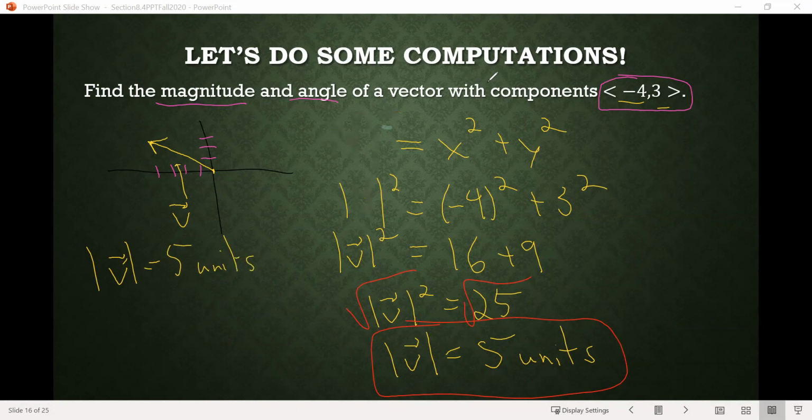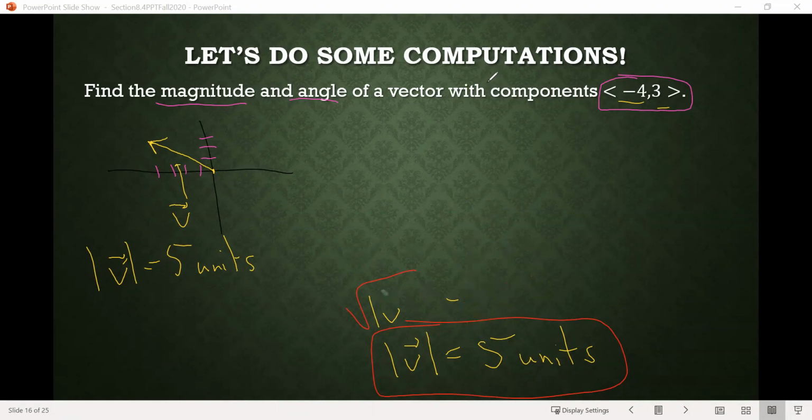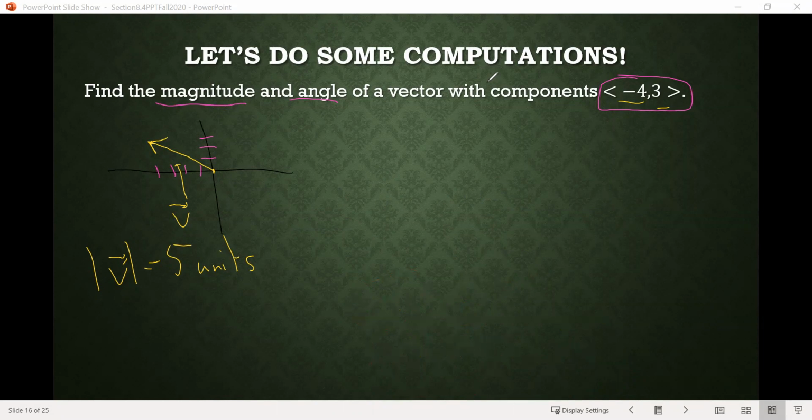And now we need to find the angle of the vector, so how much it is rotated from standard position. And again, we're going to kind of hark back to what we did with polar coordinates, right? So this angle is going to be kind of like this here. That'll be our angle theta.